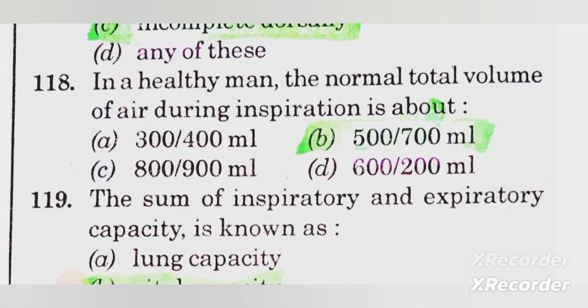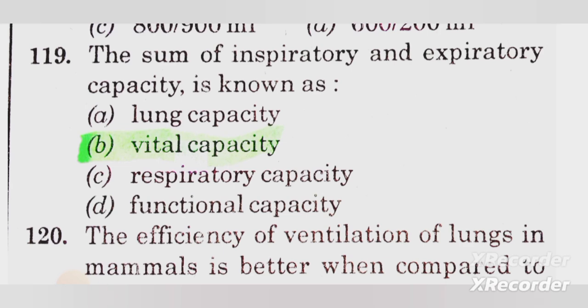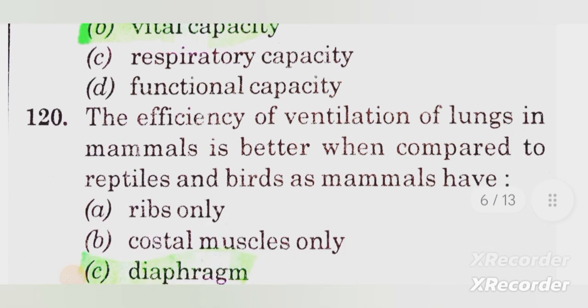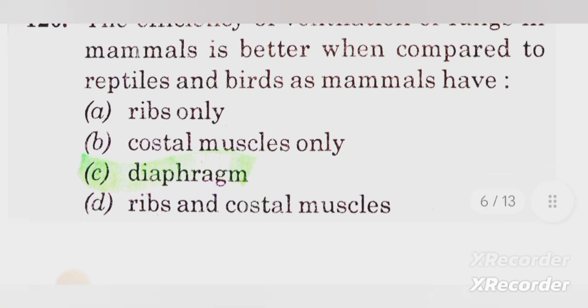Next, 118. In a healthy man, the normal total volume of air during inspiration is about. Answer B. 500 to 700 ml. 119. The sum of inspiratory and expiratory capacity is known as. Answer B. Vital capacity. Next, 120. The efficiency of ventilation of lungs in mammals is better when compared to reptiles and birds as mammals have. Answer C. Diaphragm.